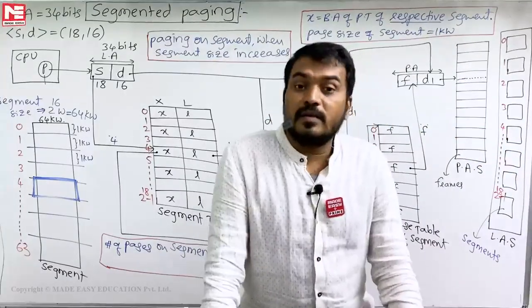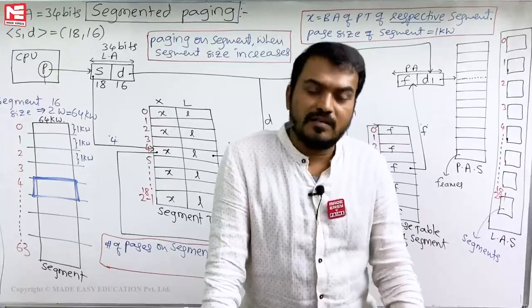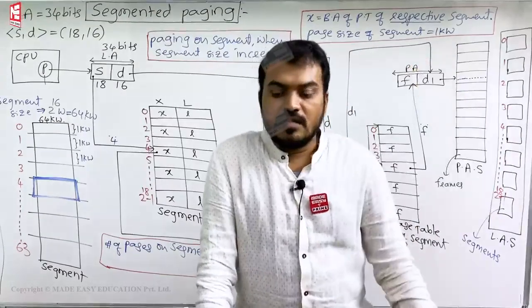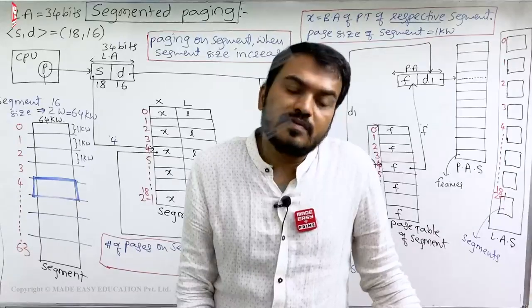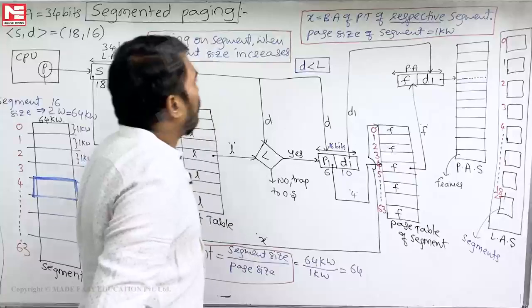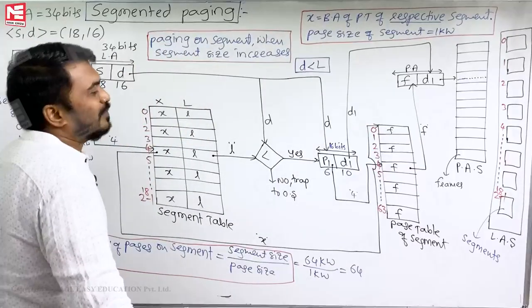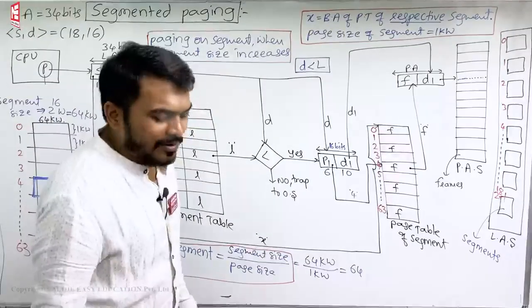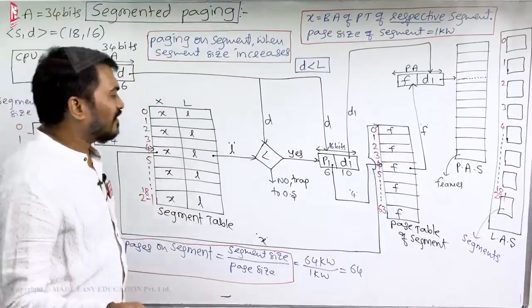Page size of segment is same as the frame size of PAS. Is that clear for everyone? Right. So understand why? Because the pages of segment are brought into frames. Is that clear? Right. So that is how the segmented paging will be implemented. Is that clear? So don't worry. So everything will be clarified.